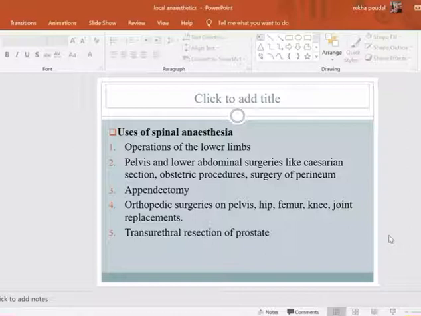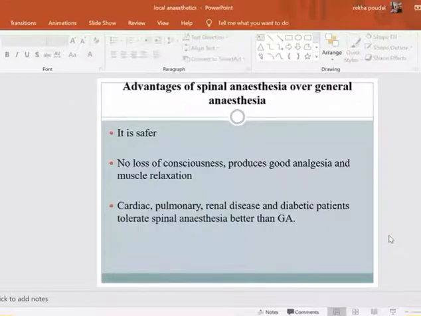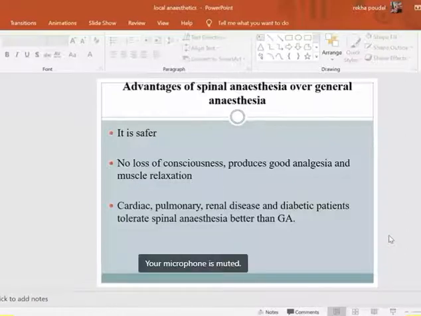Now, what are the advantages of spinal anesthesia over general anesthesia? Spinal anesthesia is safer as compared to general anesthesia, because in general anesthesia the patient is completely paralyzed. Here, the patient is not paralyzed. The patient is still awake.